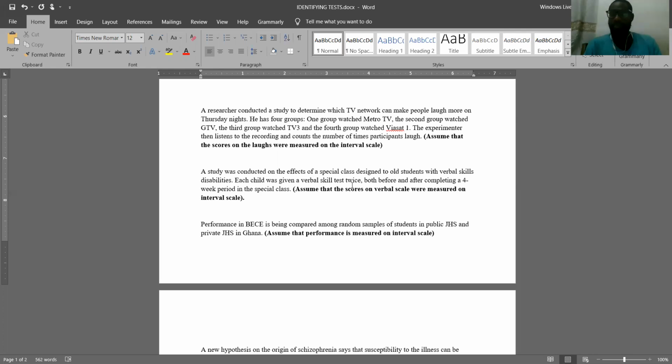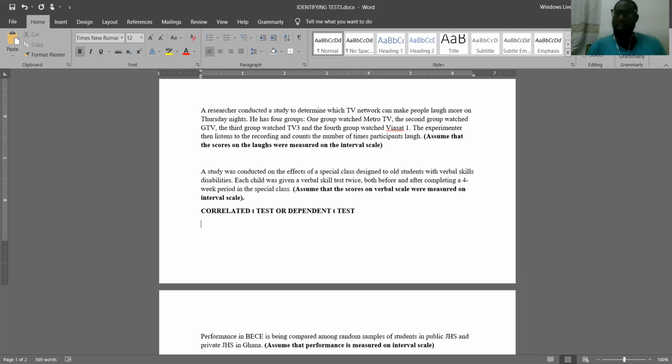correlated t-test, or sometimes referred to as dependent t-test. Correlated t-test or dependent t-test. That's the best test to use. Why? Because correlated t-test is a parametric test. And since they indicated that verbal skill is on interval, then it means we are supposed to select correlated t-test.